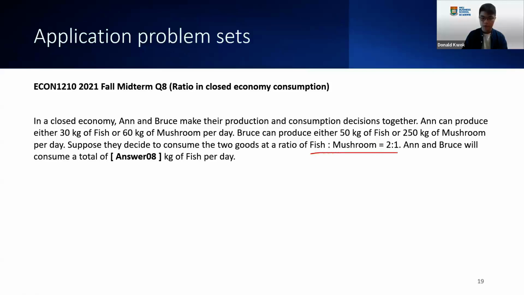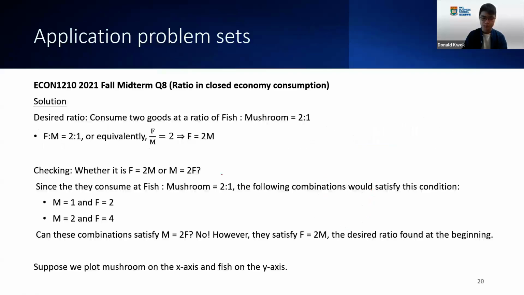Because fish to mushroom is in a ratio of 2 to 1, we can write the equation in the form F divided by M equals to 2 over 1. Right? So again, you can do a bit of checking to see whether it's F equals to 2M or M equals to 2F. The checking has been put down here, and I'll leave the details to you. Okay, for this question, I just assume that mushroom is plotted on the x-axis and fish is plotted on the y-axis. You can actually swap that.